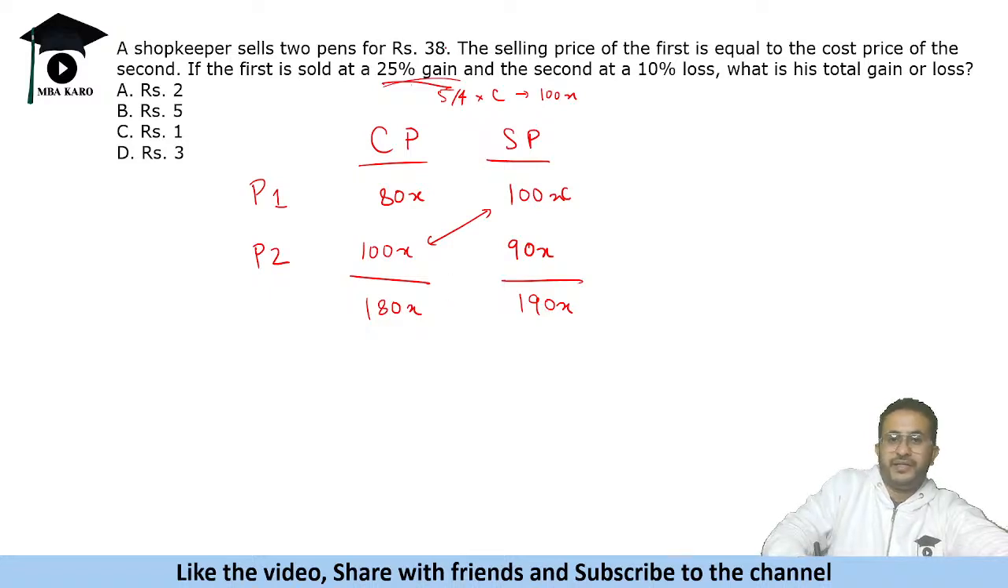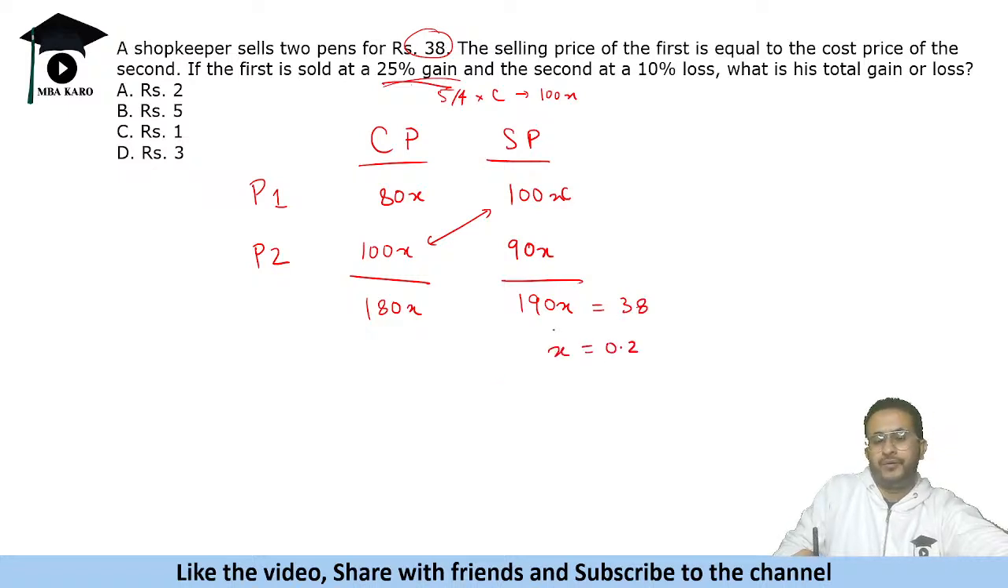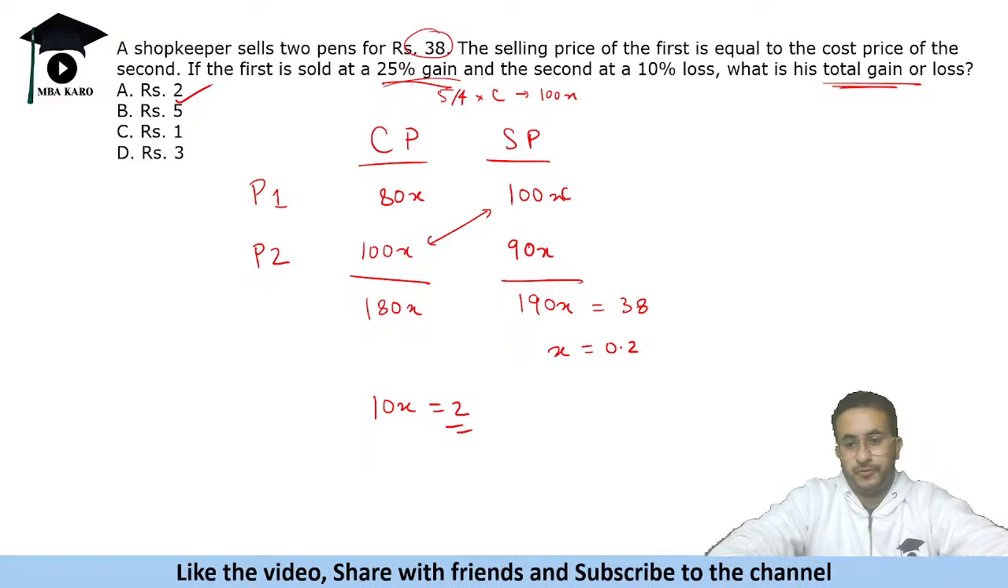Okay. Now 190x is given as 38. So x is 0.2. Okay. 0.2 आ गया. So we need to find the total gain or loss. So there is a gain of 10x. 10x will be equal to 2 rupees. So he has a profit of 2 rupees. Okay.